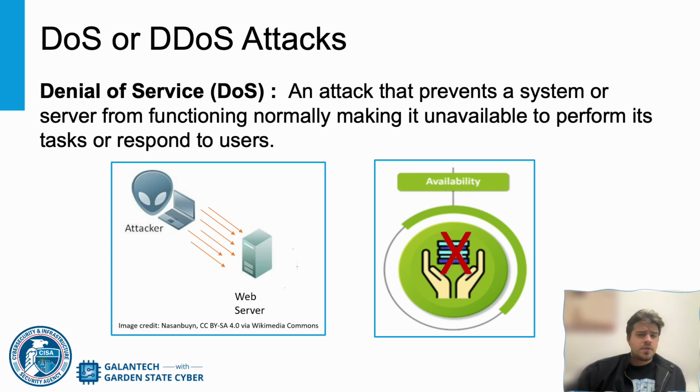Which of the three components of the CIA triad, confidentiality, integrity, or availability, would a DOS attack threaten? I'll give you a second to think about it. Okay, it's been a second. A DOS attack is a threat to availability because we are denying access, right?